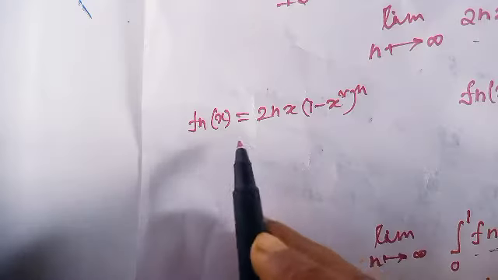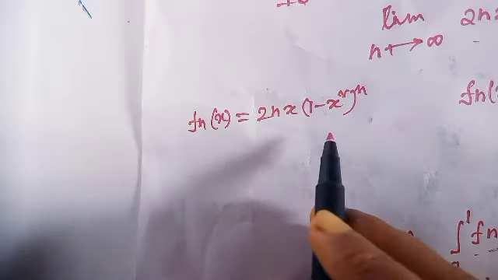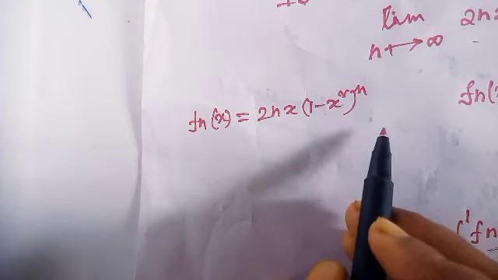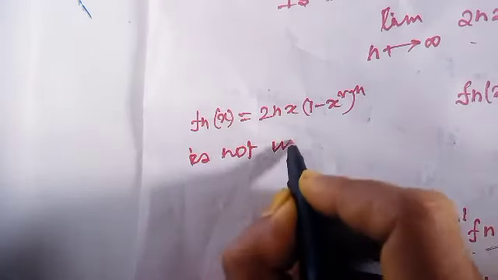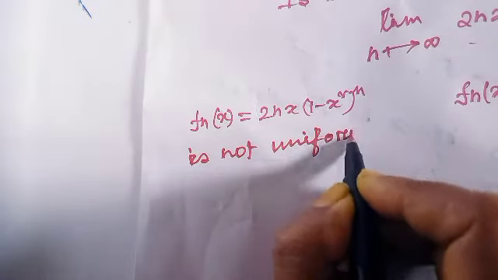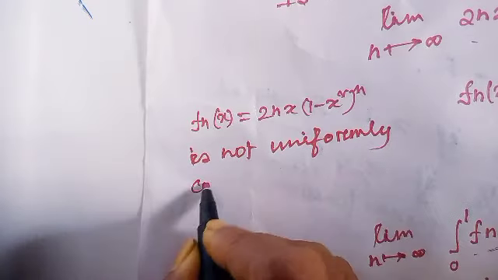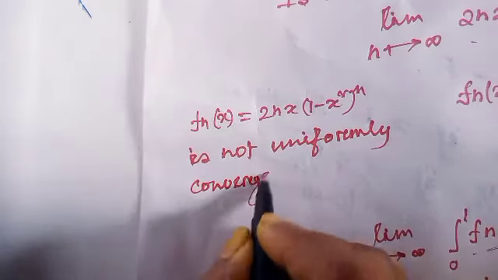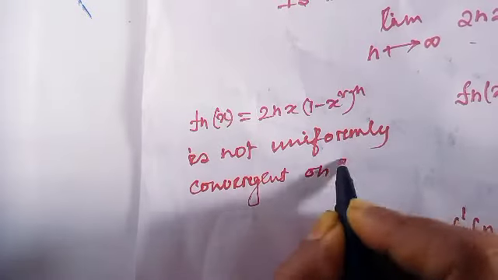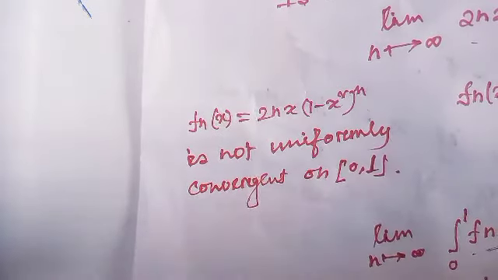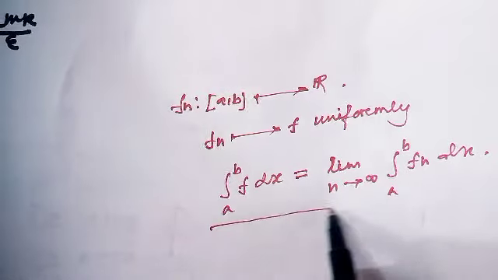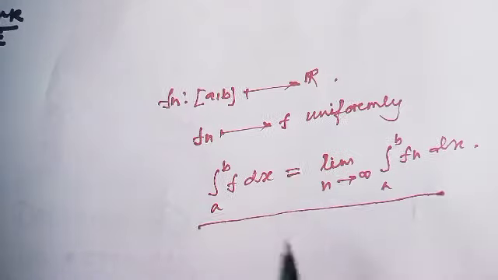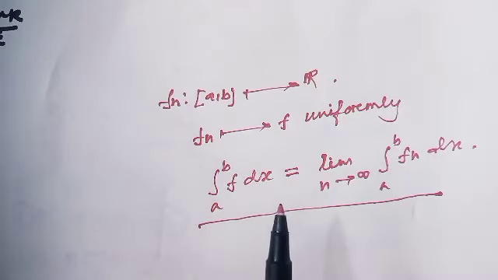So, the given function fn(x) equals 2nx times (1 minus x square) to the power n is not uniformly convergent on the closed interval 0, 1. Are you getting the method? It is always true when the sequence of functions is uniformly convergent, but the converse of the theorem is not true.